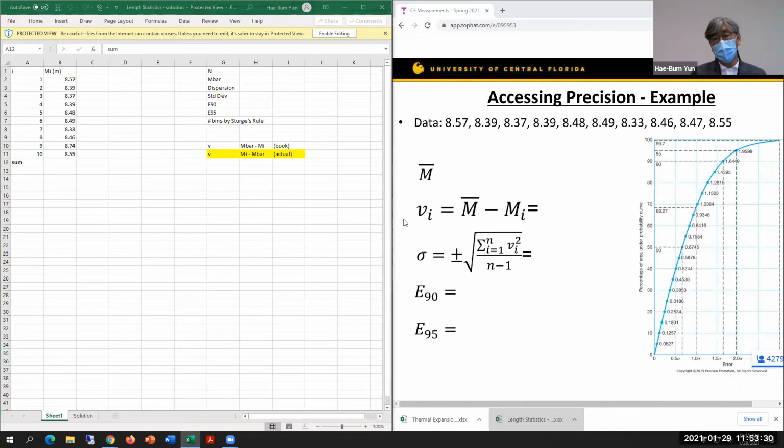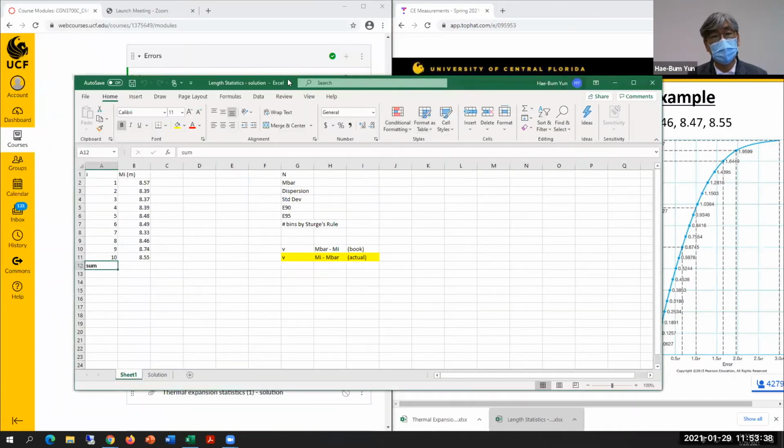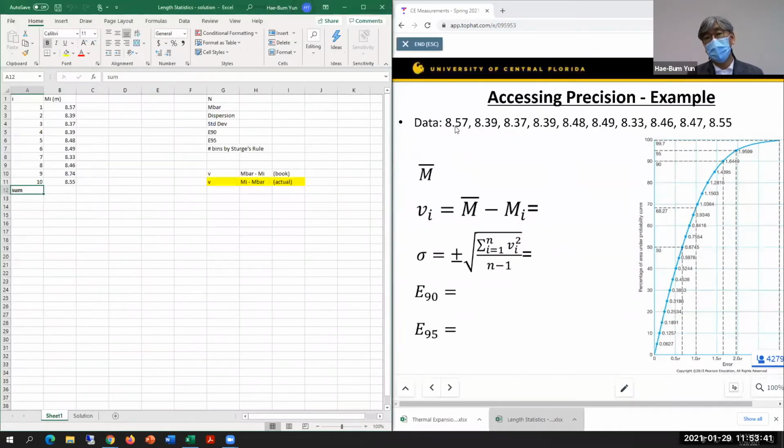So what we're going to do in this class demo, we have the length measurements, okay? So we have 8.57, and we have 1, 2, 3, 4, 5, 6, 7, 8, 9, 10. We have 10 measurements of something. Then we want to determine the error percentage, E90 and E95 of this data.